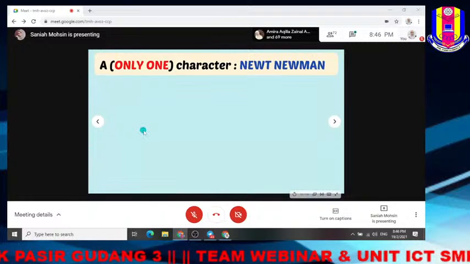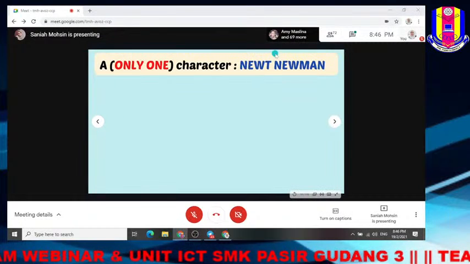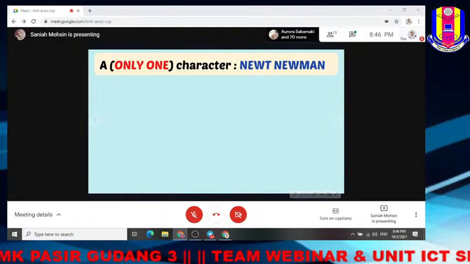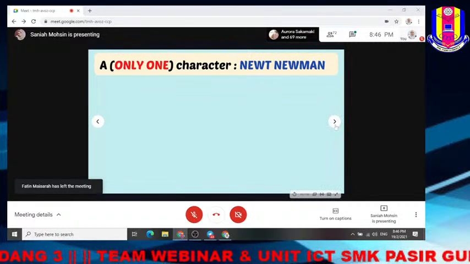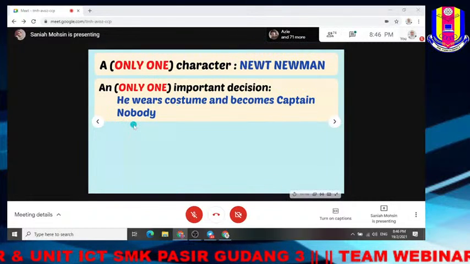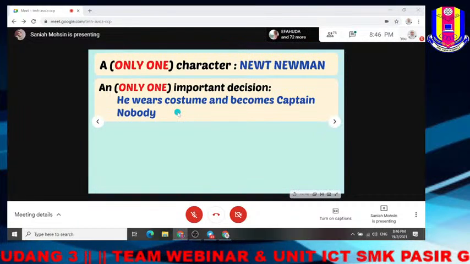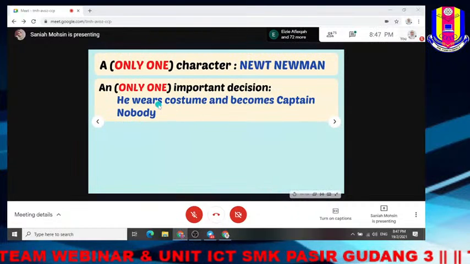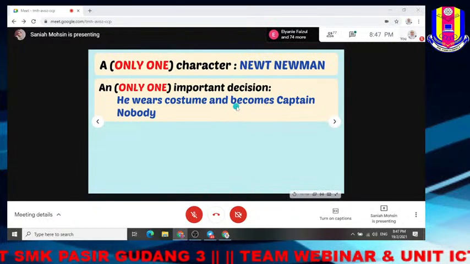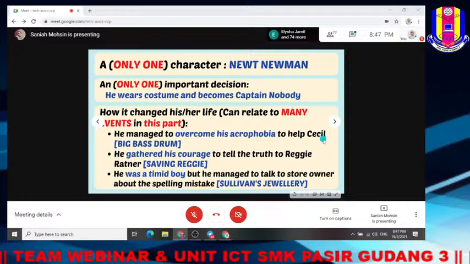Okay, so example. Okay, yang untuk soalan tadi, okay, karakter yang kamu boleh pilih contohnya Newton Newman. Okay, itu adalah untuk keyword pertama. Okay, an important decision. Contohnya, you can talk about he wears a costume. Okay, he wears costume and becomes Captain Nobody. Okay, so kat sini kamu nampak tak? Saya letak tentang satu keputusan saja, which is he wears costume, okay, and becomes Captain Nobody. Okay, saya tak cakap sampai 2-3 keputusan because the question only ask one. So jangan bagi lebih.